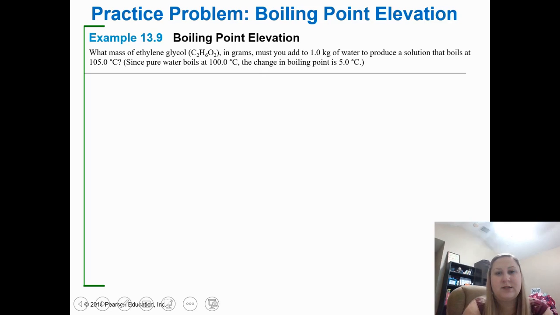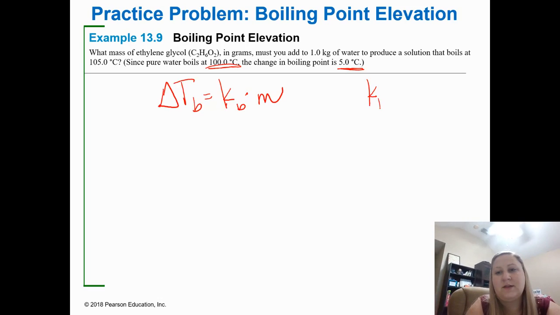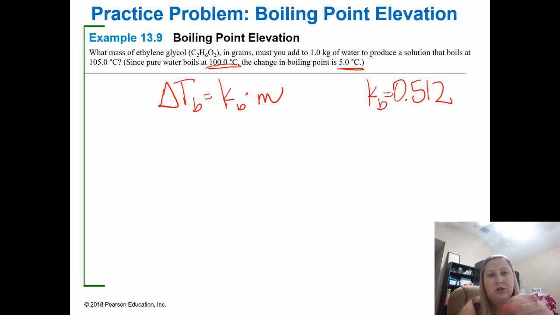Okay, it tells us boiling 100. It tells us the change in boiling point is 5. So remember, we've got our delta T is equal to Kb times m. And our Kb, this is from the table from before, is 0.512. You won't be expected to memorize that. Again, I'll give it to you on a test or a quiz, but on the homework, you will need to find that slide. And it tells me the change in boiling point is 5 degrees.